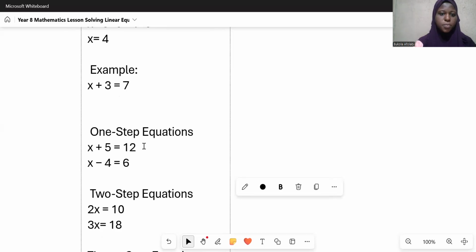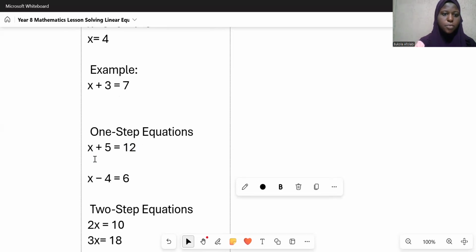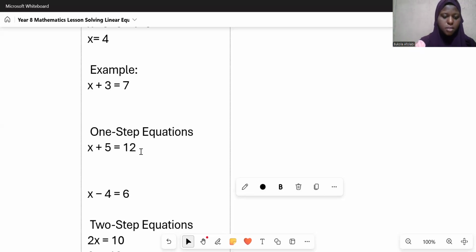One-step equation. So now let's solve this. So what will we do? We have this equation X plus 5 equals 12. So what we'll do is subtract 5 from both sides.